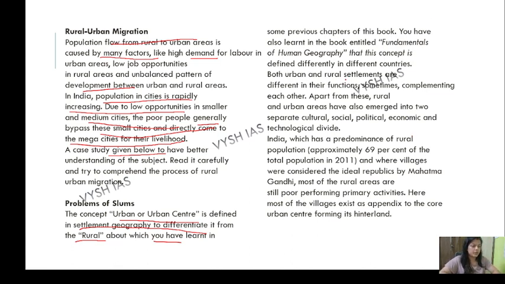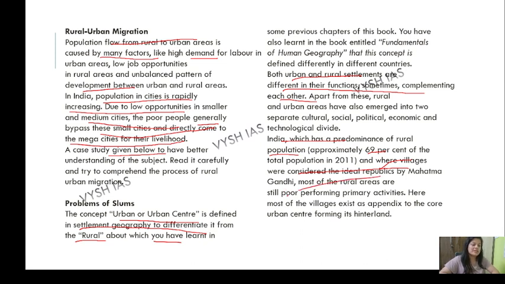Okay, got it? Both urban and rural migrations are different in their function, but sometimes complementary to each other. And other than this, India has a predominantly rural population. We know this, the major part of our population lives in the rural area, approximately 69%, where villages were considered as ideal republics by Mahatma Gandhi, right?